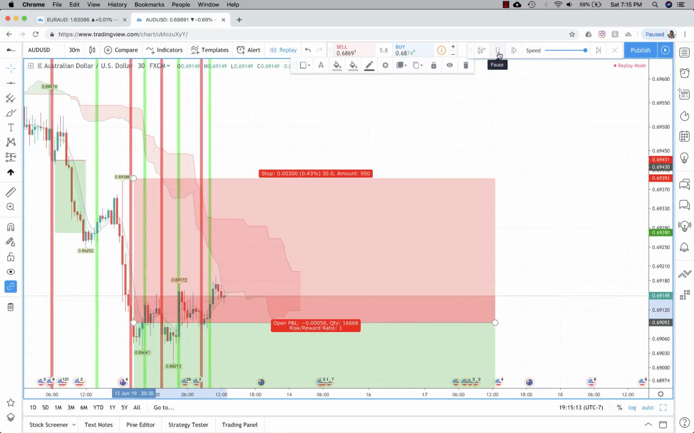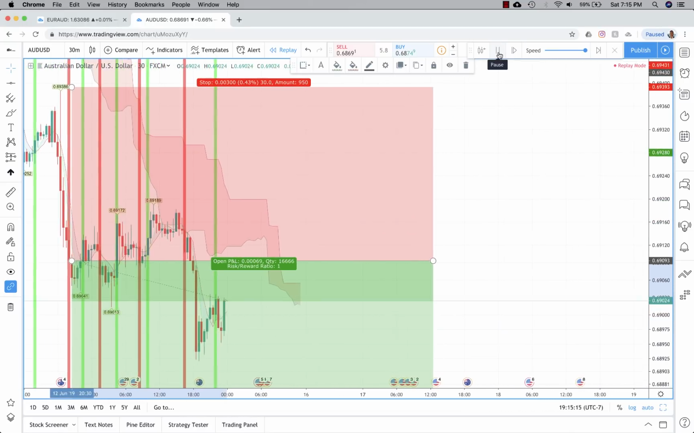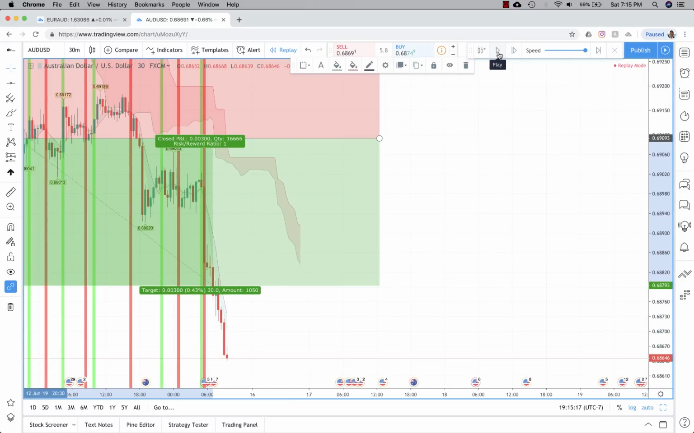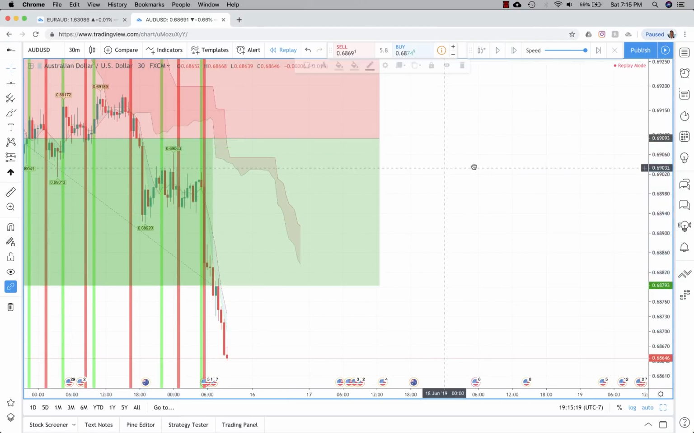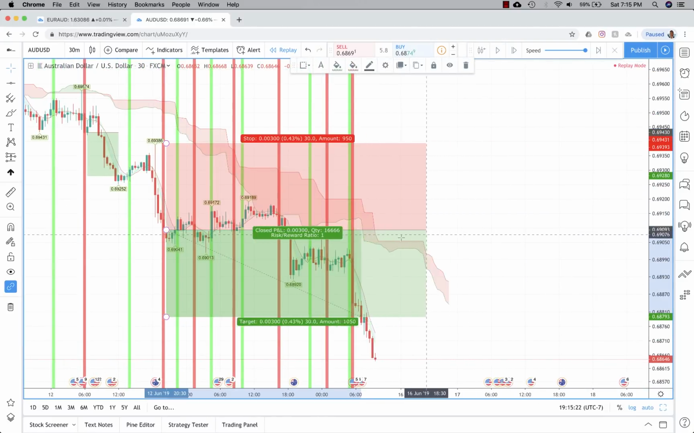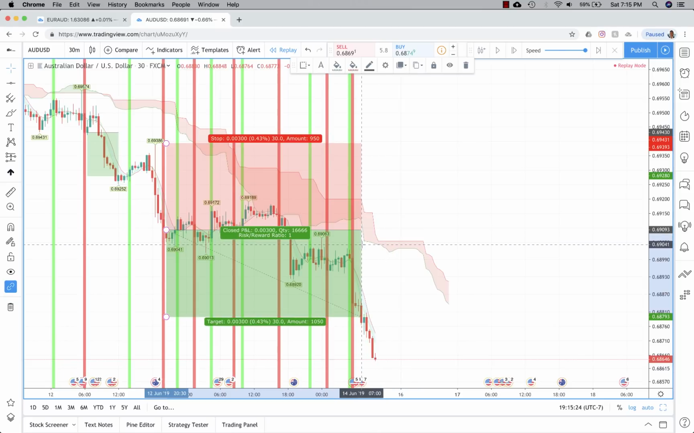Looks like it's bouncing around. Bouncing around. Oh, here we go. We're going into profit. Oh, there we go. Alright, so we hit profit right over here. We made a full 30 pip gain.